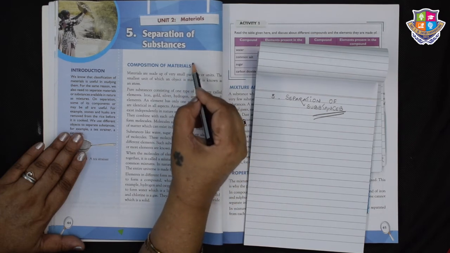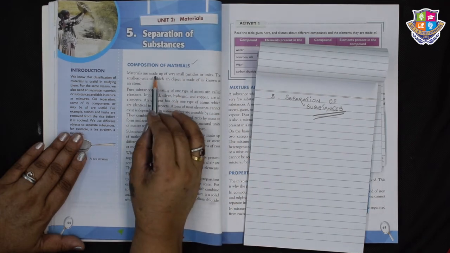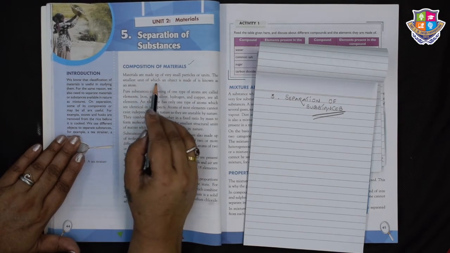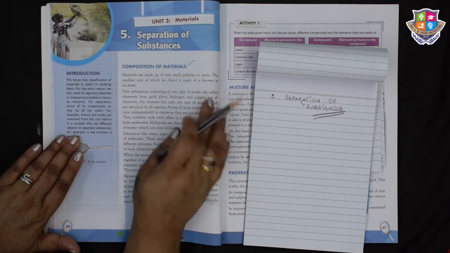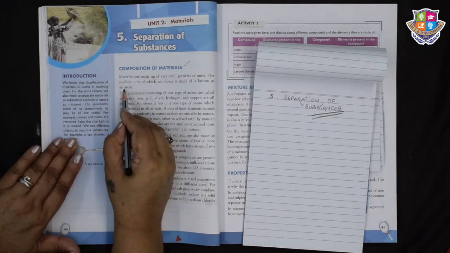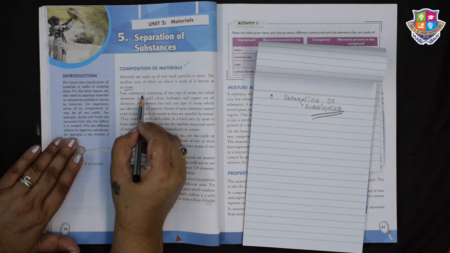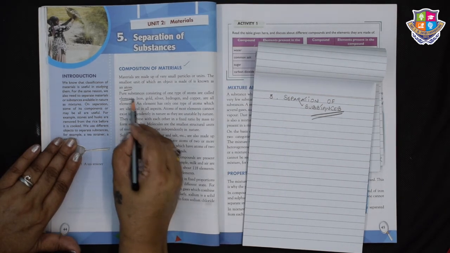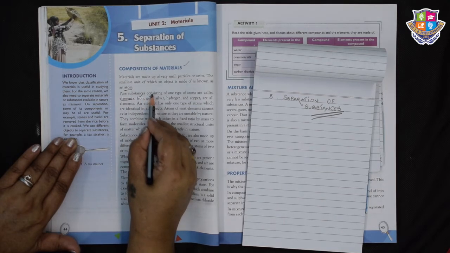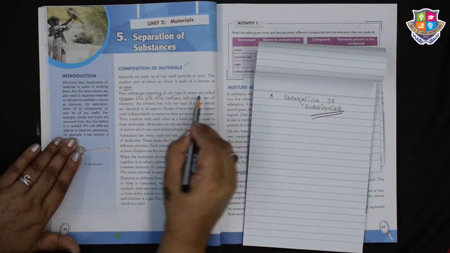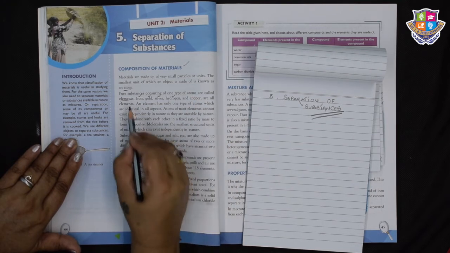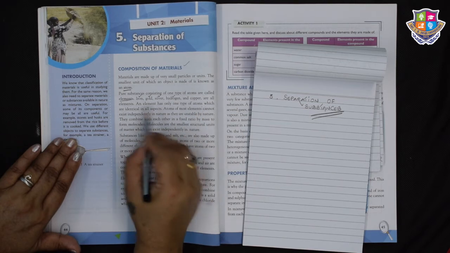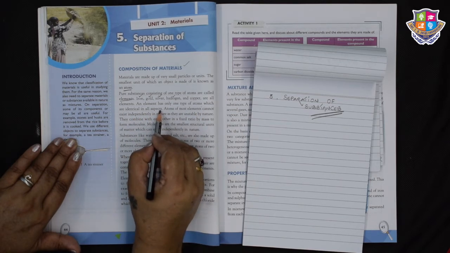Materials, composition of materials. We begin with the composition of materials. Materials are made up of very small particles or units. The smallest unit of which an object is made is known as an atom. Pure substances consisting of one type of atom are called elements. Iron, gold, silver, hydrogen and copper are all elements. An element has only one type of atom, which are identical in all aspects.